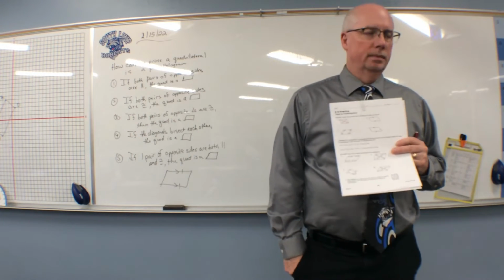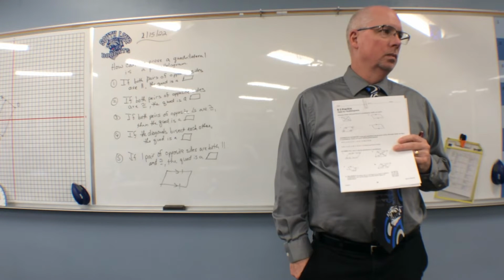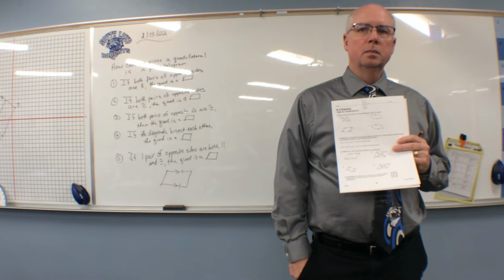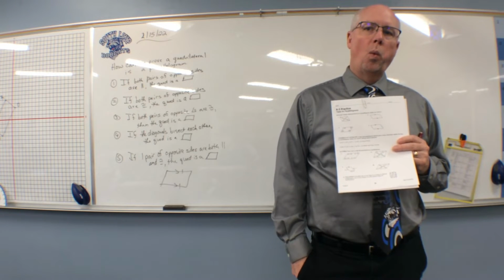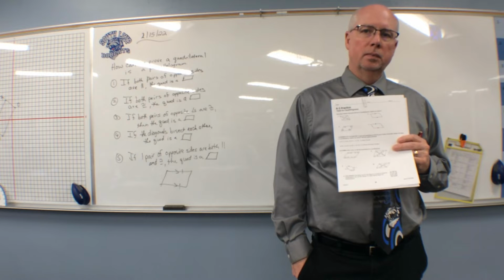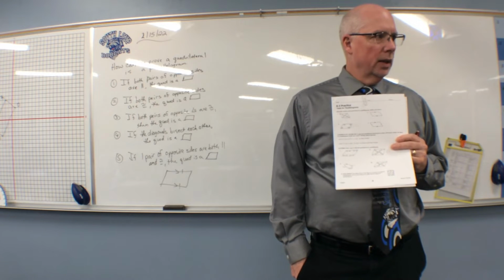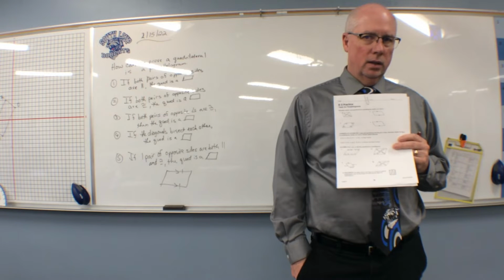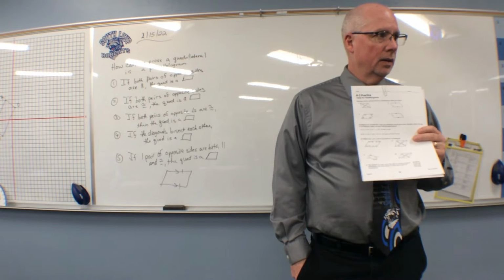Okay, number 4. Jump to number 4. Gigi, what do you think? Yes. Why? If one pair of opposite sides are both parallel and congruent, the quad is a parallelogram. Okay, hold on a second. You don't agree with that? No. Why not? Because she said, didn't she say if one pair? Yeah, she said both. Okay.